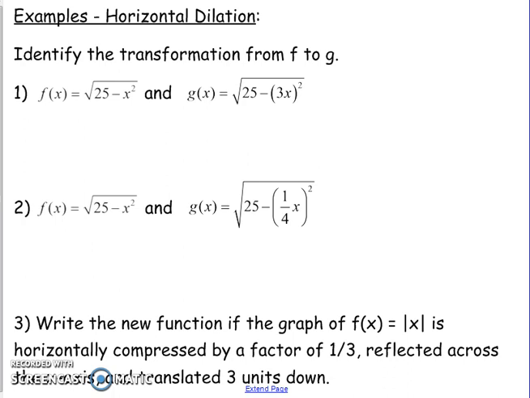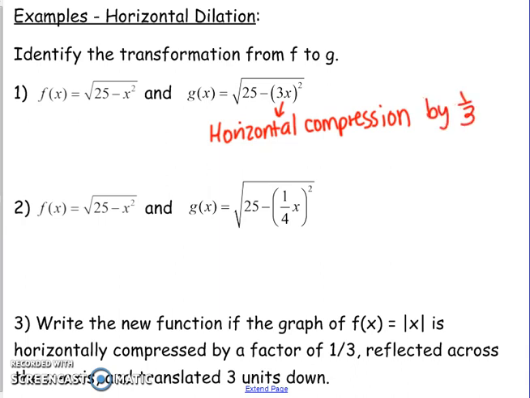If you look at this one, the transformation, the only difference is that 3. Since there's a 3 on the inside, this is going to be a horizontal instead of a vertical, because it's on the inside. Normally a 3 would be a stretch if it's vertical. Since it's horizontal, it's the opposite. It's a compression. And again, if it was a vertical stretch, it would be by 3, so it's the opposite, which is 1/3. So it's a horizontal compression by 1/3. It's just like the complete opposite.